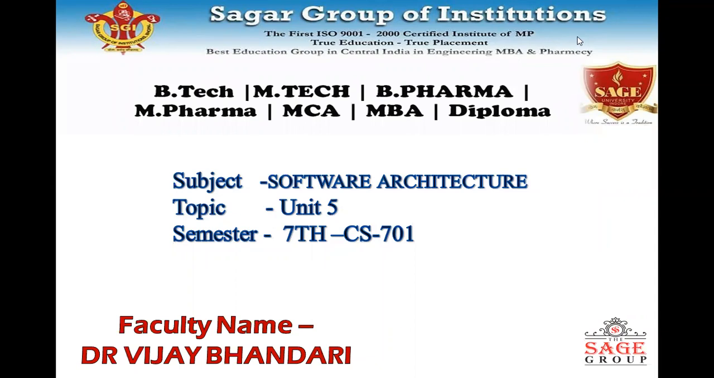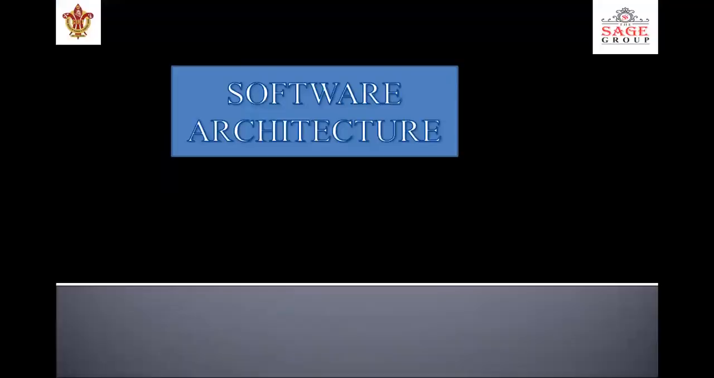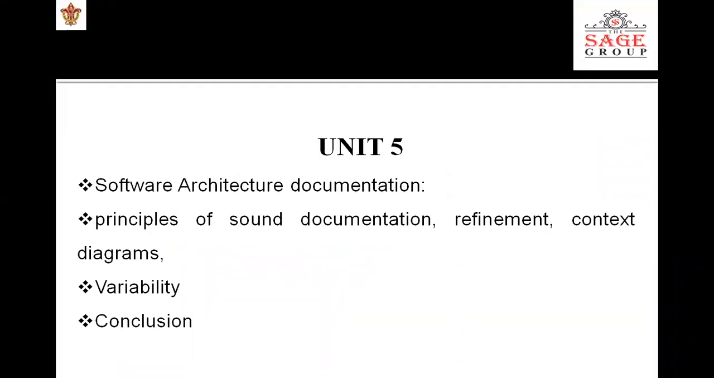This is the 5th unit, right? So I will cover here software architecture documentation. In this, you can see I will cover these topics: software architecture documentation, principles of sound documentation, refinement, context diagrams, variability, and conclusions. At last, I will conclude the lecture, right?